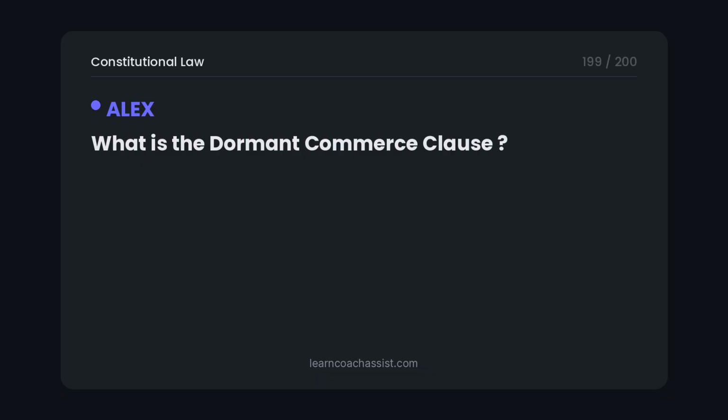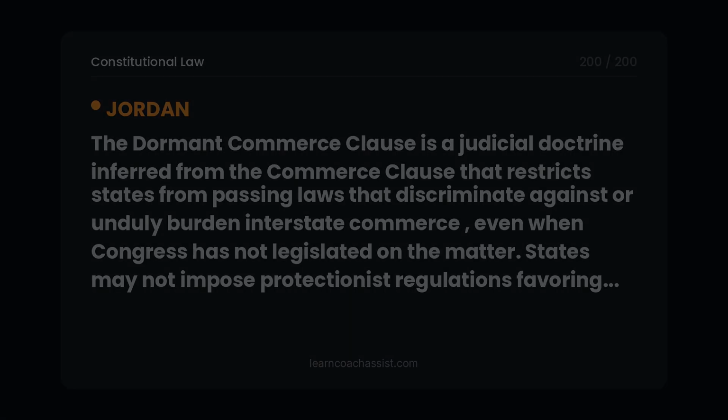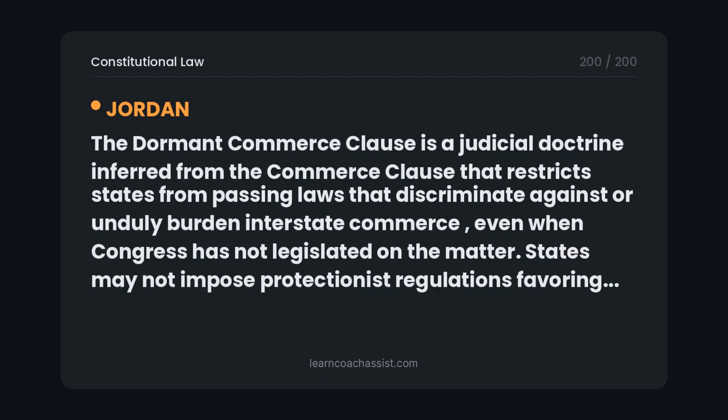What is the Dormant Commerce Clause? The Dormant Commerce Clause is a judicial doctrine inferred from the Commerce Clause that restricts states from passing laws that discriminate against or unduly burden interstate commerce, even when Congress has not legislated on the matter. States may not impose protectionist regulations favoring in-state businesses.